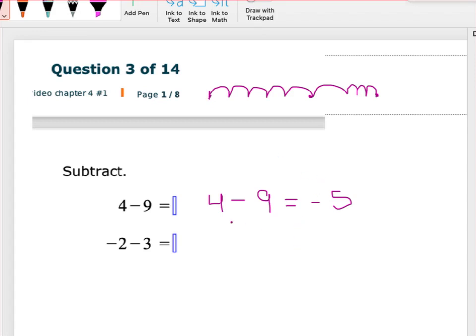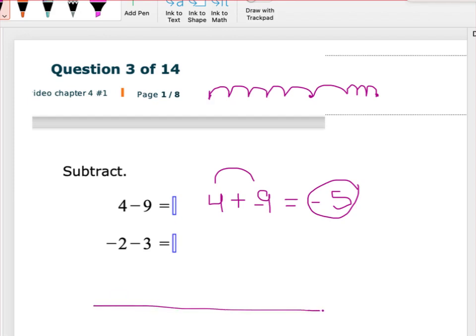Or we could say that subtraction is addition of the opposite, and we have two opposite signs that we're adding together. And when we do that, we subtract and take the sign of the big guy. 9 minus 4 is 5. The big guy is 9. So we take 9's sign and we get -5.